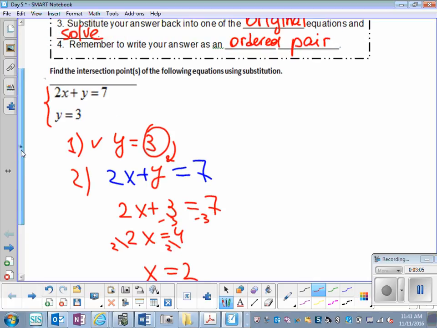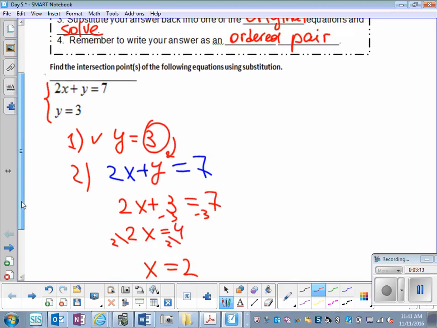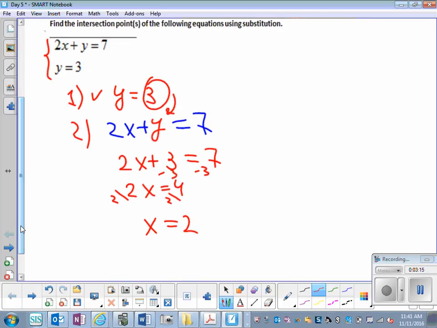Well, in the steps, I have: substitute your answer back into one of the original equations and solve. But do I need to do this here? Because I already have the answer for y, I can skip the third step altogether because there is nothing to solve for. I already have the answer for y.